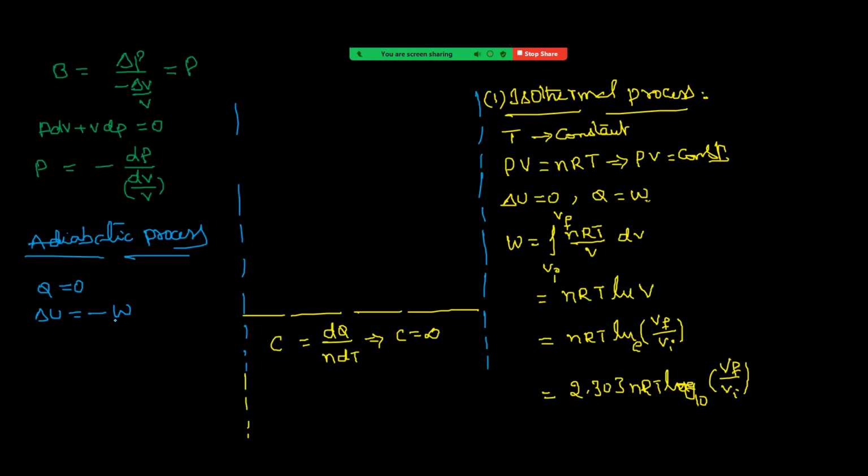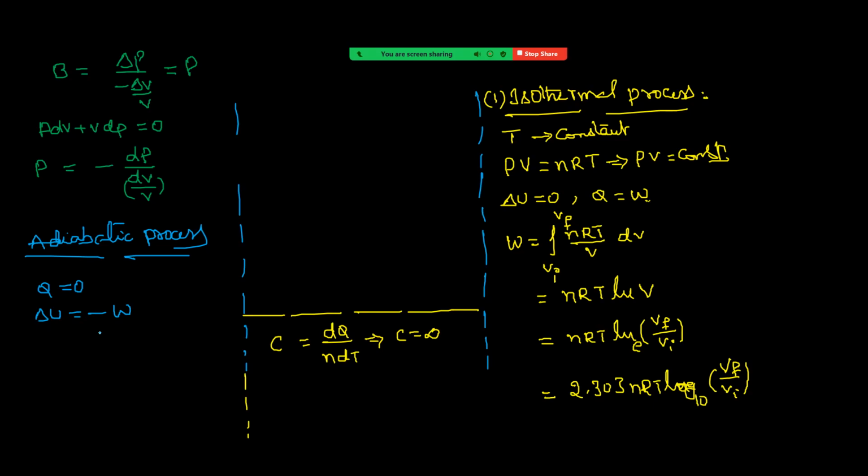When the gas is expanding, W will be positive because W stands for work done by the system. So expansion means W is positive. When W is positive, delta U will be negative. Its meaning is that work is done by utilizing some of its internal energy. Therefore, delta U will be negative. That implies when the gas is expanding adiabatically, its temperature will decrease because delta U is negative.